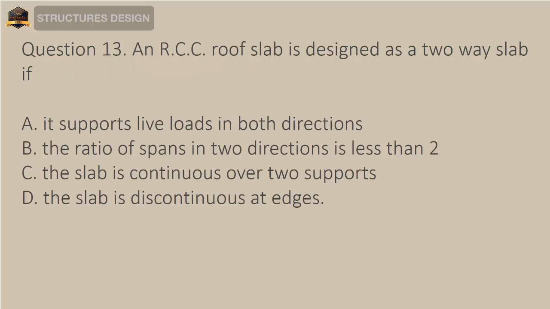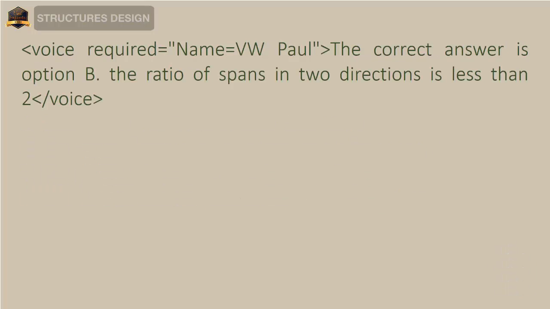Question 13. An RCC roof slab is designed as a two-way slab if: A, it supports live loads in both directions; B, the ratio of spans in two directions is less than 2; C, the slab is continuous over two supports; D, the slab is discontinuous at edges. The correct answer is option B, the ratio of spans in two directions is less than 2.